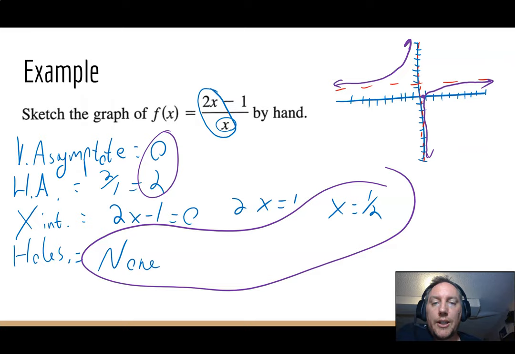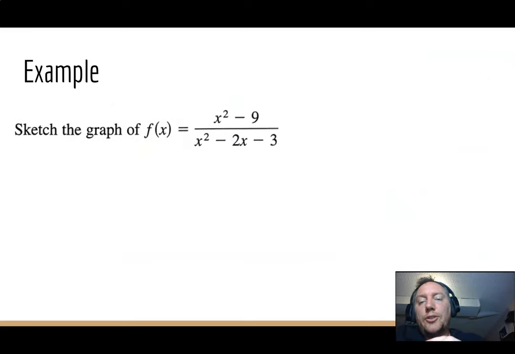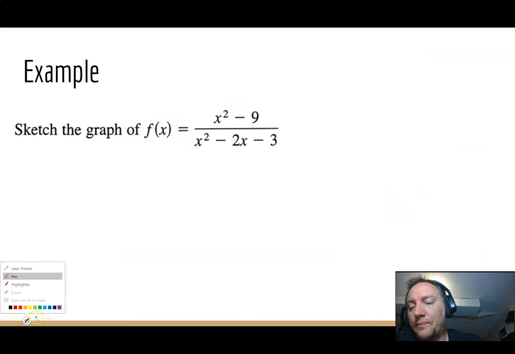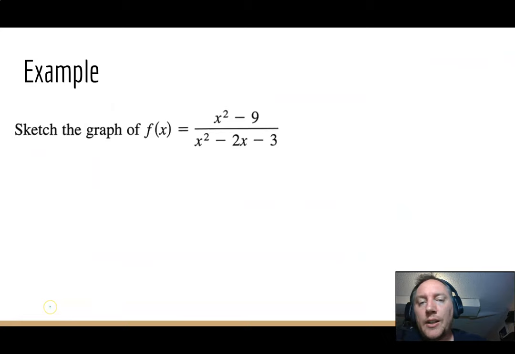So let's try another one that requires some factoring. First thing on this one, sketch the graph of x squared minus 9 over x squared minus 2x minus 3, and we've got to factor those. Remember, we had a lot of practice on factoring. Hopefully some of it stuck.